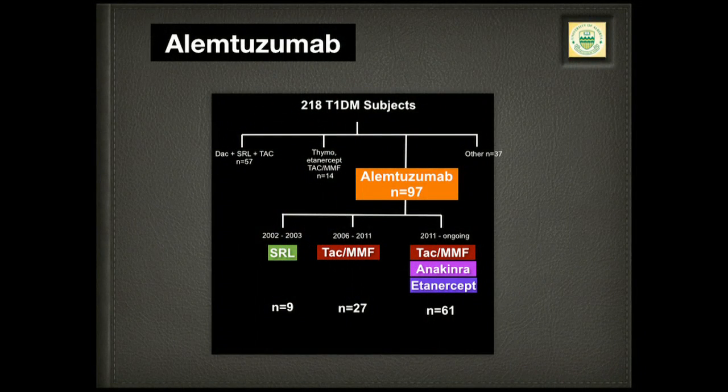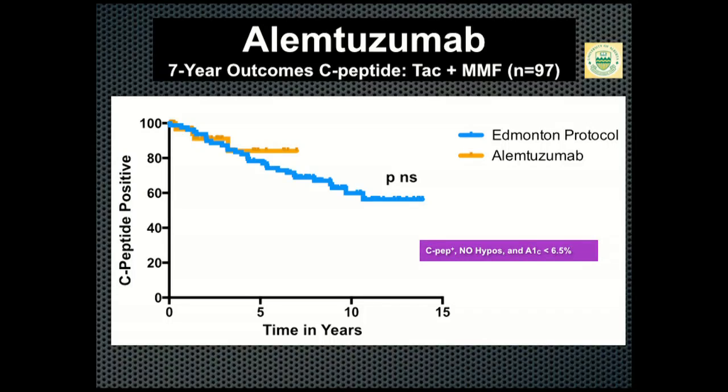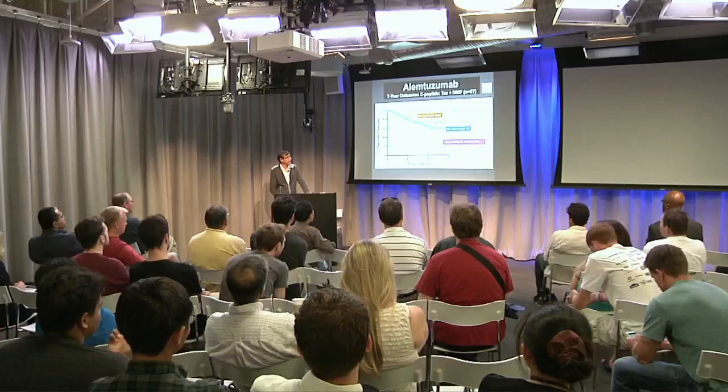So in trying to control the immune response, we've tried this treatment in Edmonton now in over 100 patients, in various different protocols over the course of time. And what we found in our earlier analysis is basically, if we look at the C-peptide rates, they're very similar, perhaps a little bit better with the Alemtuzumab than they were with the Edmonton protocol, 84% at 7 years with C-peptide function.